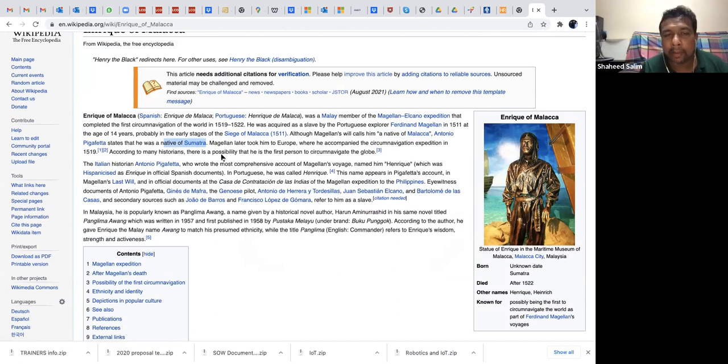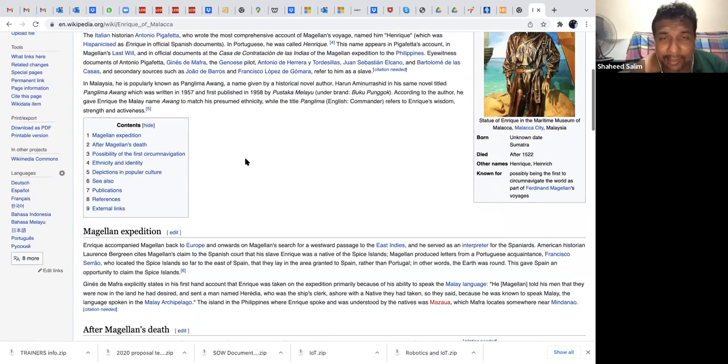According to many historians, there is a possibility that he is the first person to circumnavigate. Circumnavigate means to go around the earth on a ship. First person. Can you imagine? The first person to go around the world is a Malay, and you Malays do not know about this. I went to Malaysia and told some university lecturers and professors, you should have this in your textbook so that the Malays will feel a sense of pride. I will tell you something else, a little bit shocking, involving the Indian Muslim.